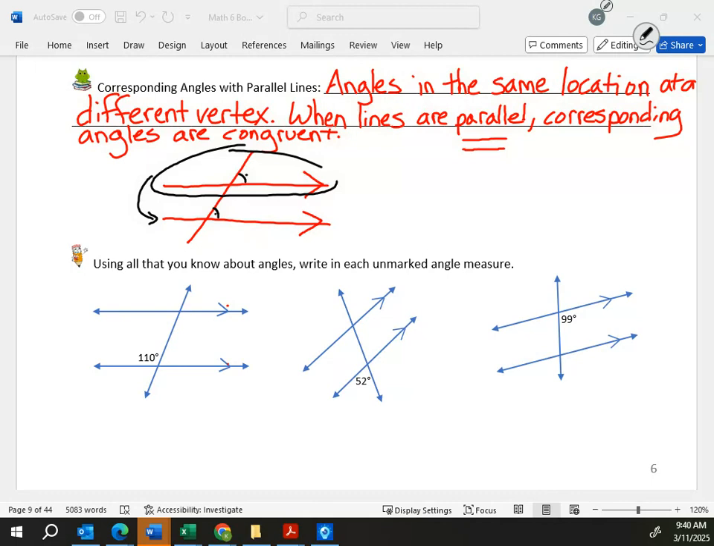So let's look at another one. I could have parallel lines that go this way. And my intersecting line like this. If this is the angle that I'm looking at, which one is its corresponding angle? Do you think you know, Sophie? Do you think you know, Lila? Come on up. Which one would be its corresponding angle?